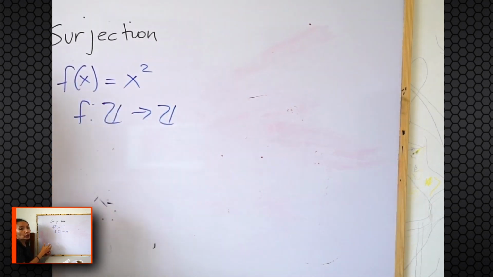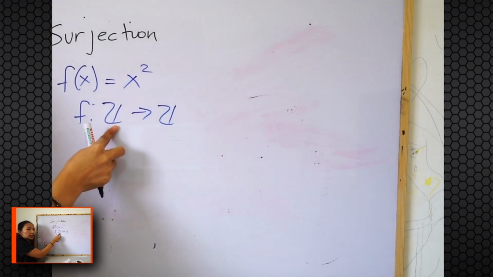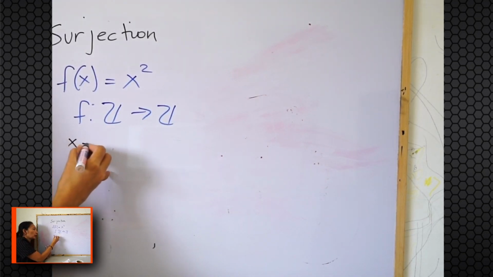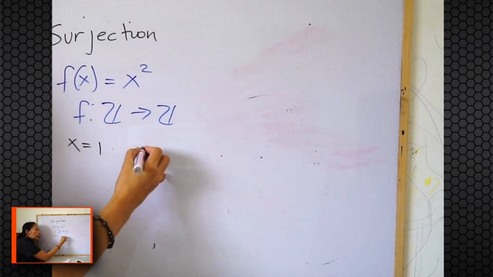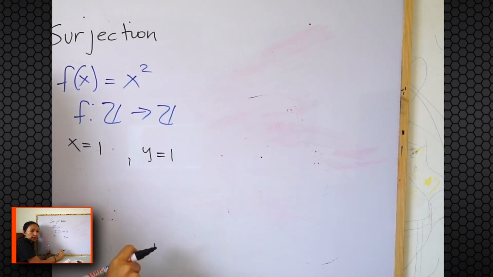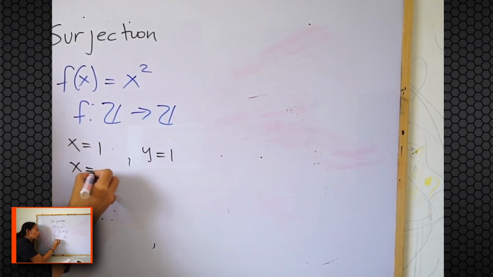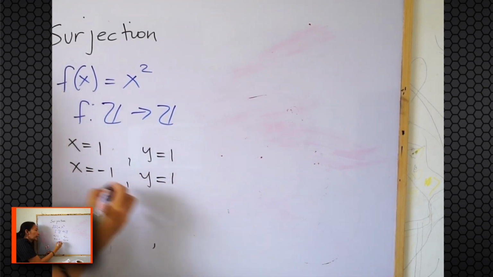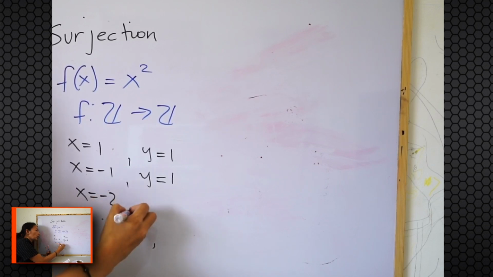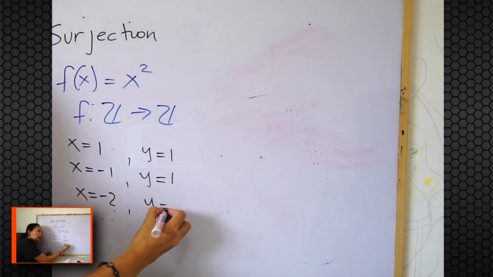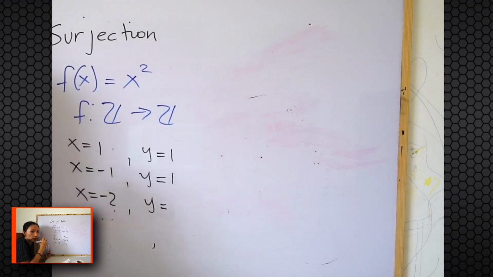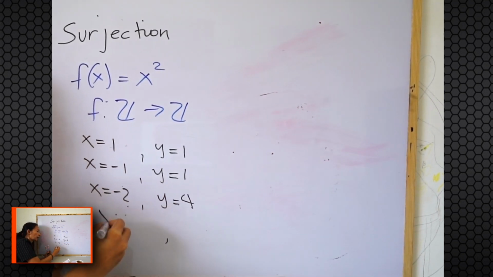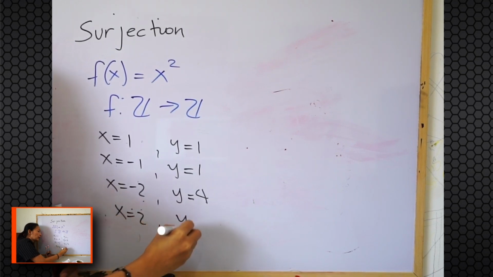Okay, so your function f of x is equal to x squared, from Z to Z. Give me a Z value: x equal to 1. What will y be? 1. If x is equal to negative 1, what will y be? 1. If x is equal to negative 2, what will y be? 4. If x is equal to 2, what will y be?